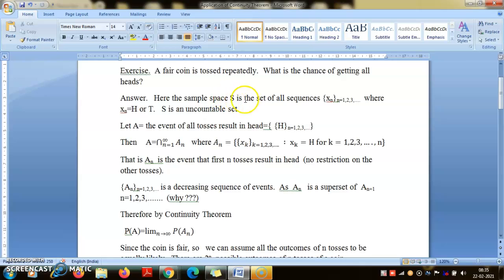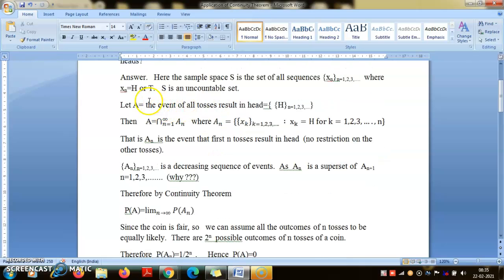In this problem, the sample space, as you know now, is uncountable. Why? Because here each outcome is a sequence of tosses. So we can write each outcome as a sequence xn, where xn is h or t. The sample space is the set of all outcomes, the collection of all such sequences.